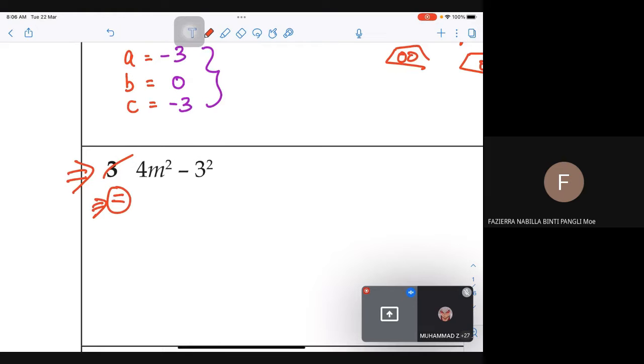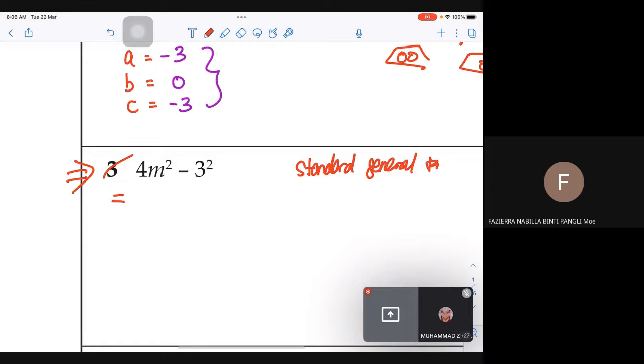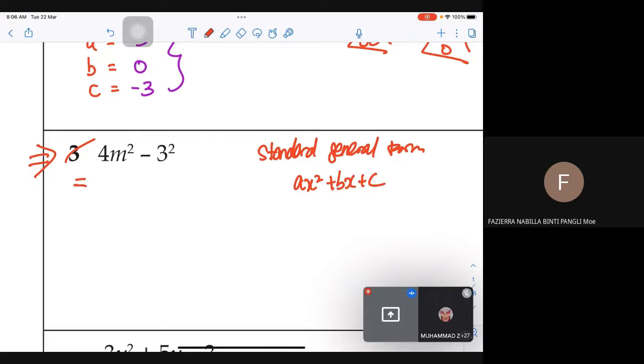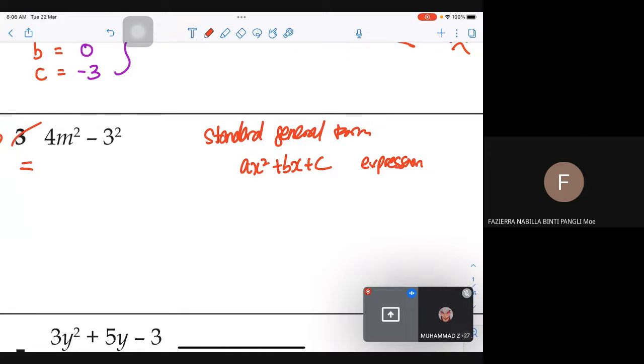Then the second, standard form, general form: ax squared plus bx plus c. This one does not have an equal sign, either at the left or the right. So this is a quadratic expression. Okay, you have to remember this is an expression.